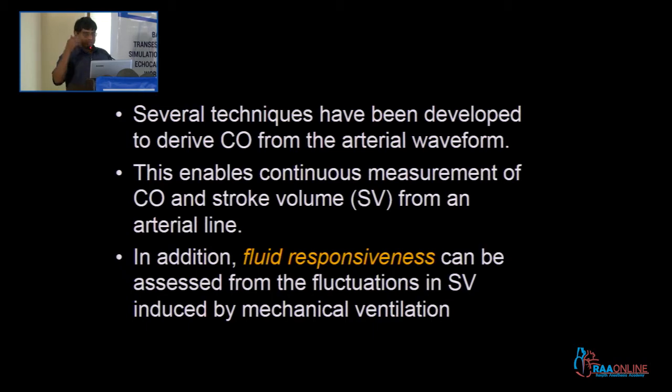Responsiveness, because Dr. Rajesh is going to have a class on that. But basic premise, preload is not fluid responsiveness. Fluid responsiveness is the ability to know that if you give a volume, is that going to increase your stroke volume and thereby increase your cardiac output?